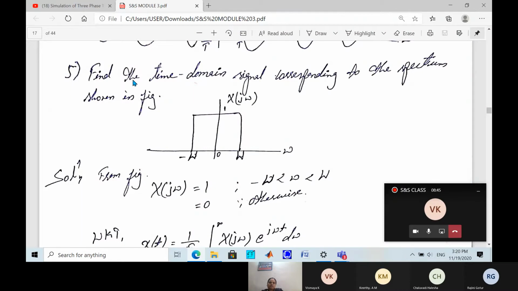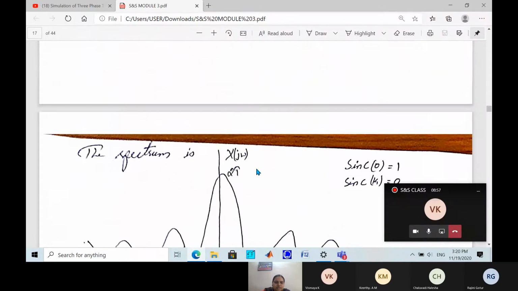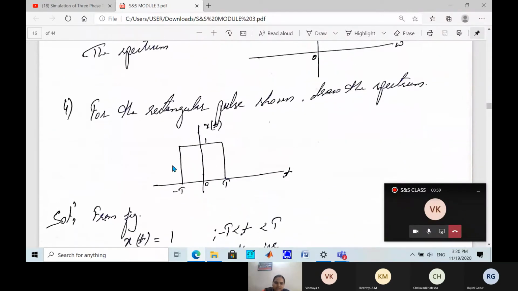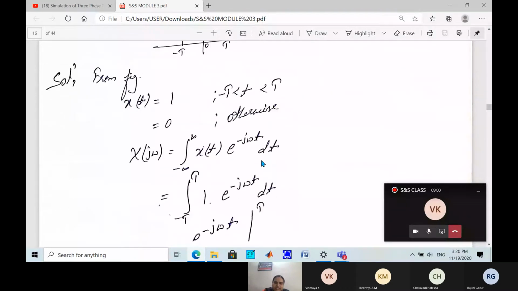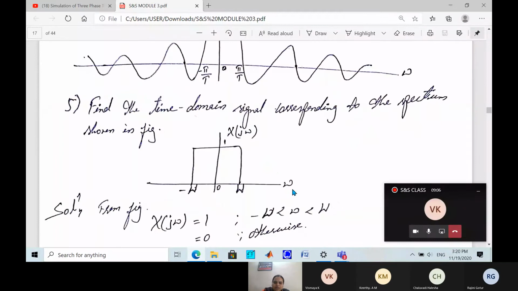And next problem is: find the time domain signal corresponding to the spectrum shown in the figure. Here the signal is existing from minus omega to plus omega. In the previous case, it was in terms of time. Here they have given it in terms of omega, x of j omega, where the rectangular pulse is varying from minus omega to plus omega.